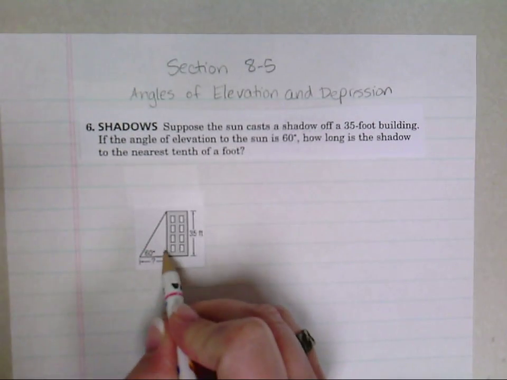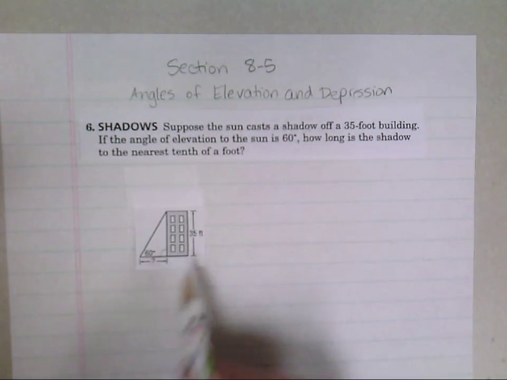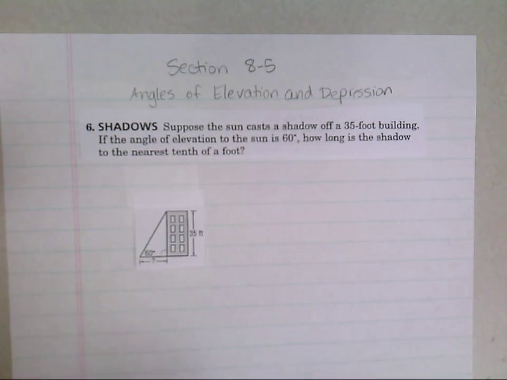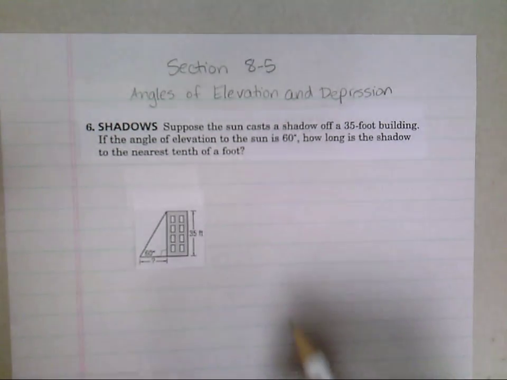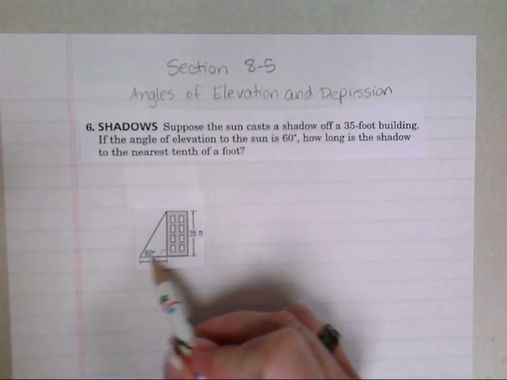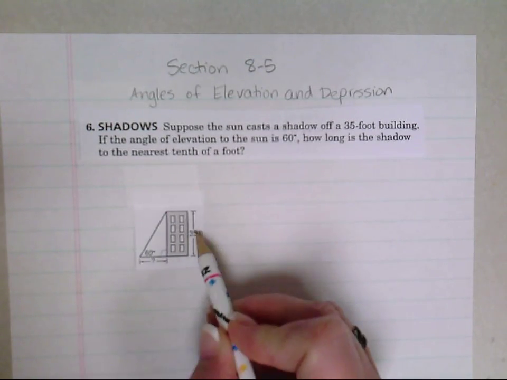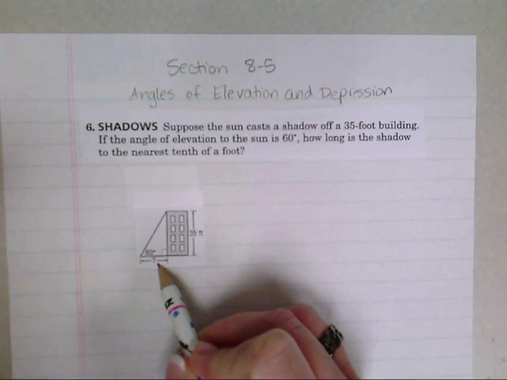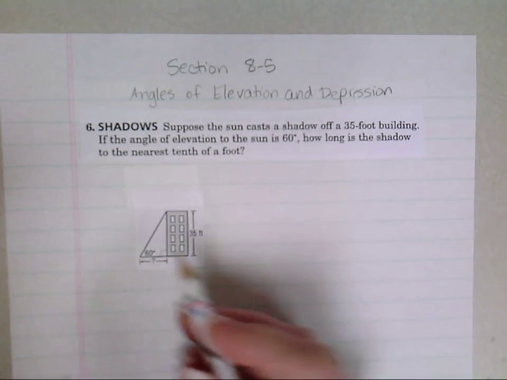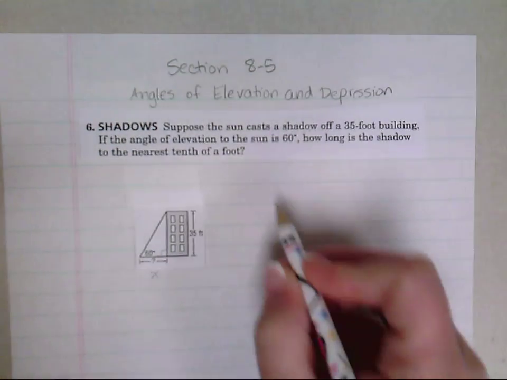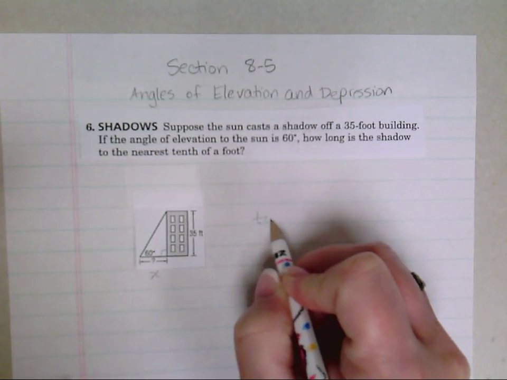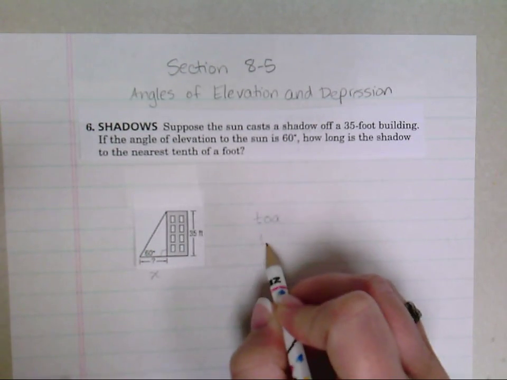We have a right triangle, and they gave us some information about the height of the building and the distance of the shadow. If you look, we have information about this angle and what's across from it, which we call opposite, and we want the adjacent. So this is what we're solving for. Since it's opposite and adjacent, we're going to use tangent.